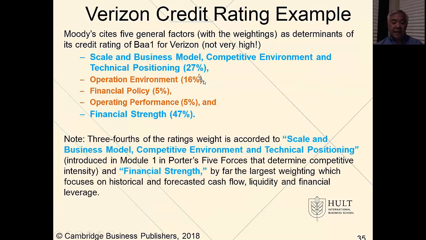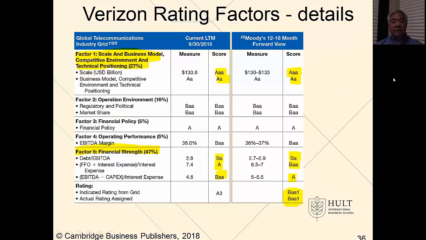So looking at Verizon, they went through this rating, and the blues represent the major items. So 27% plus 47, or close to 3/4 of the rating, is based on these two factors. The first is a measure of your industry position, and the bottom one is the big one, is money, right? It's financial strength. Other things like operating environment, financial policy, and overall performance, of course, are meaningful, but the two major ones are your industry competitiveness and your financial performance. And breaking out those 5 factors into the components, we have the last 12 months and then kind of a looking forward view from Moody's.